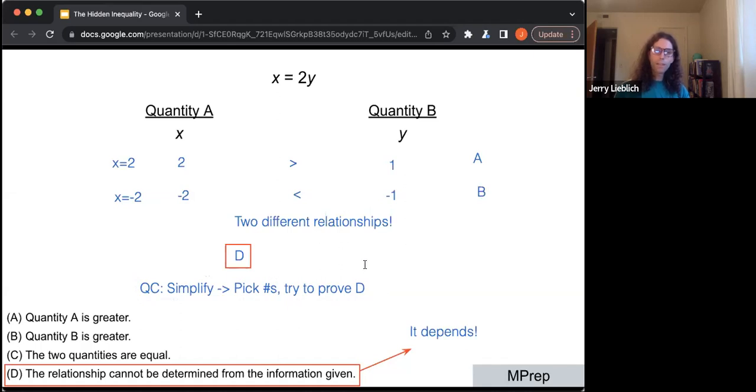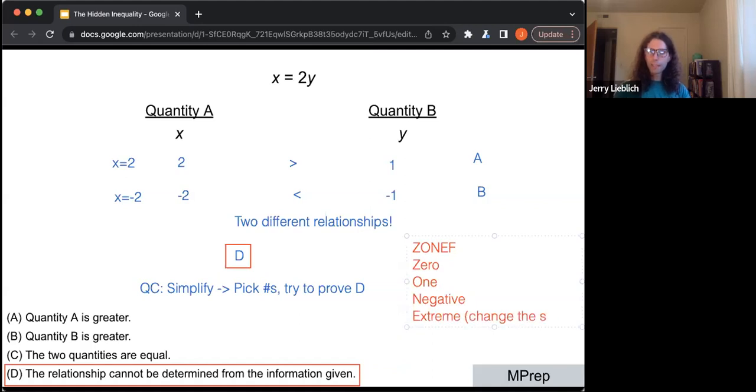In terms of what numbers to pick, a helpful tool is the mnemonic Zone F: 0, 1, negative, extreme, which just means change the scale. Get bigger, get smaller, and fractions. If you're trying to think about what to plug in, try using this as a technique.